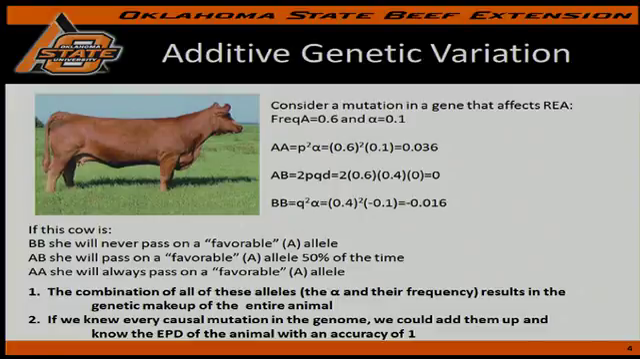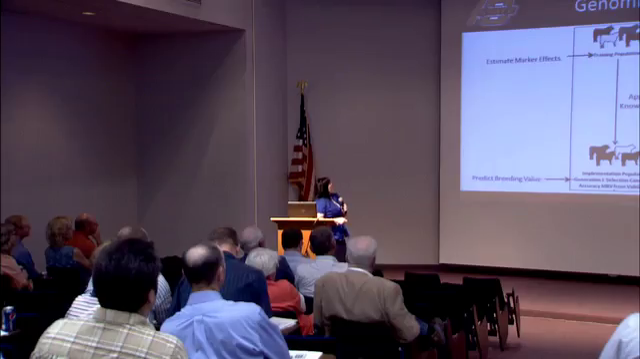And what I really want you to take home from this slide is that the combination of all of these alleles and their contributions towards the breeding value, or all the mutations within the genome, results in the genetic makeup of the entire animal. And if we knew every causal mutation, we could add them up, and we would know the EPD of the animal with an accuracy of 1. Unfortunately, it's not that simple because we don't know what these causal mutations are for the large majority, almost all of them, within the genome.